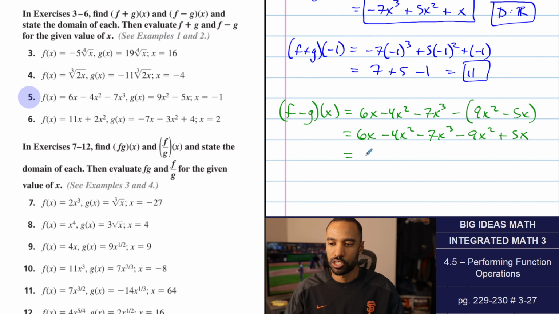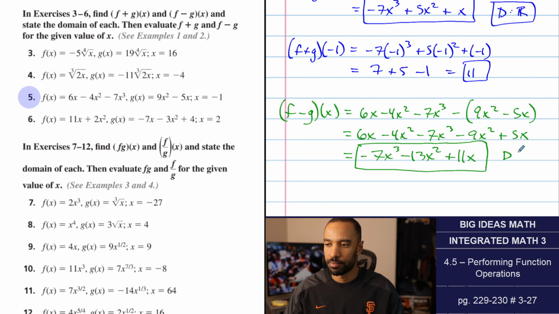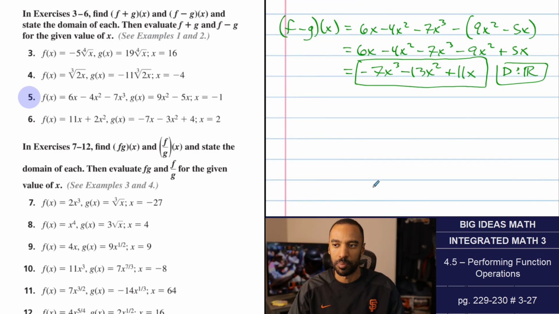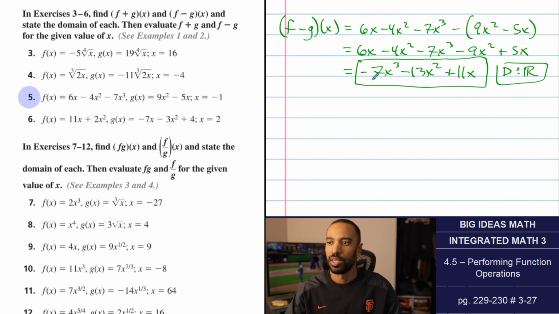Combine like terms, 7x cubed is still negative. That didn't change, but these will. This becomes negative 13x squared, and this is plus 11x. Domain is still all real numbers for this. You will likely, for addition and subtraction, get the same domain for each, unless something is completely canceling with regard to x's. It should probably be the same. It's multiplication and division. I think you're going to see some differences on those. Anyway, and these are just addition and subtraction.